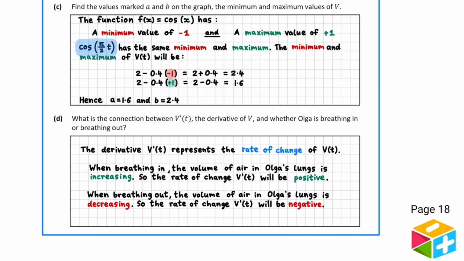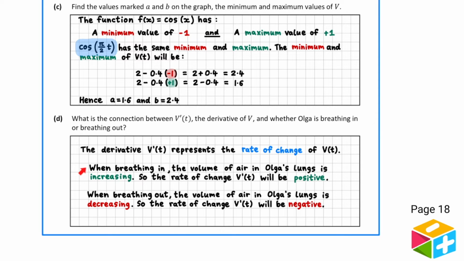In part D, we're asked to think about the connection between V dashed of t, the derivative of V, and whether Olga is breathing in or breathing out. The most important thing to remember here is that at its core, a derivative represents a rate of change. Here, the derivative V dashed of t represents the rate of change of our volume, V of t.